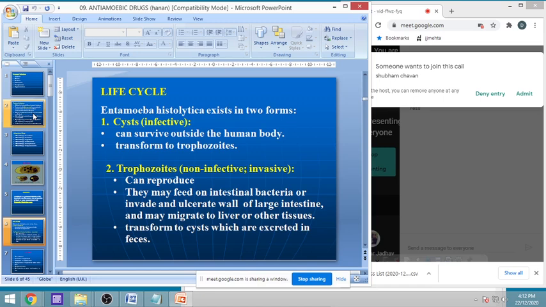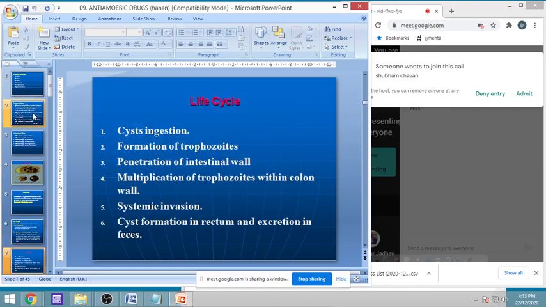They can reproduce, they can feed on the intestinal bacteria, or they can invade and ulcerate the walls of the large intestine, and they can migrate to the liver or other tissues. Recently it has been found that in some cases, in some places, they are reaching the brain also and affecting it, and those unusual infections are very difficult to treat. They transform to cysts which are excreted in the feces. Again, this is the life cycle. The trophozoites are transformed into cysts, and these cysts are excreted in feces. From that it causes contamination, and from that contamination it comes back to the body, and like that the life cycle goes.